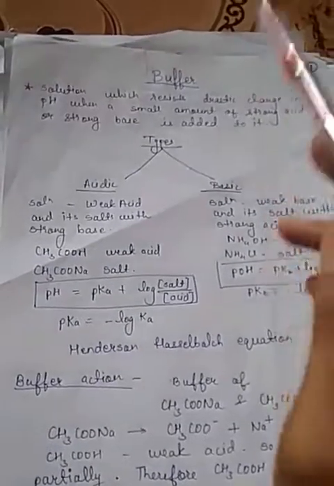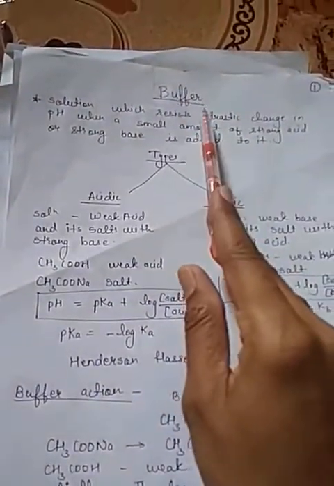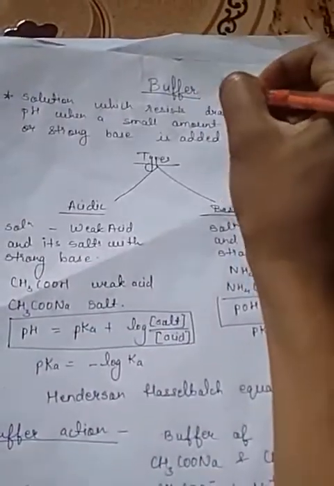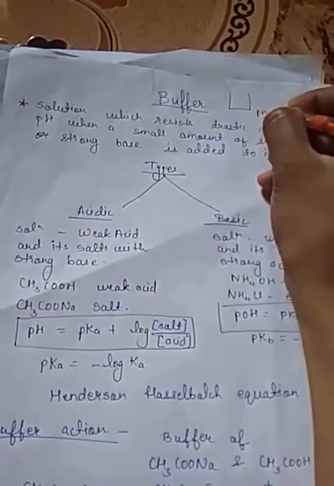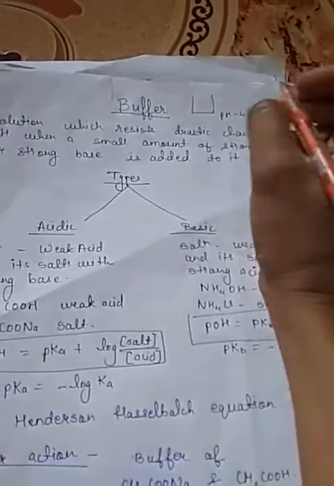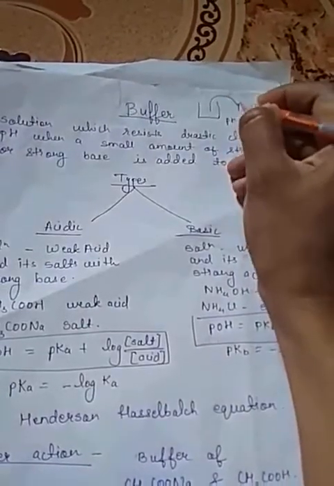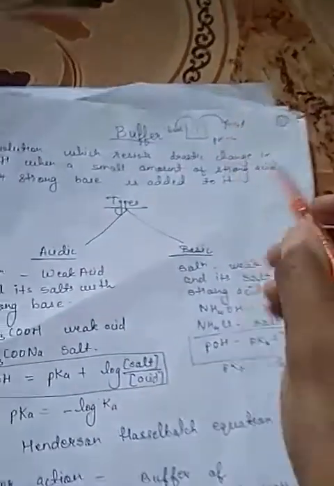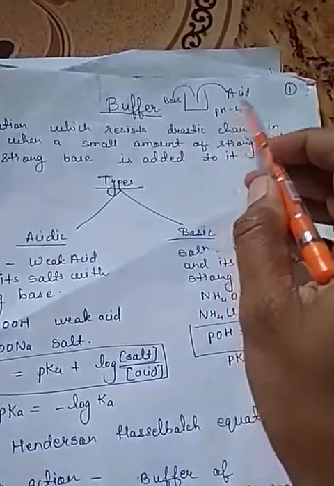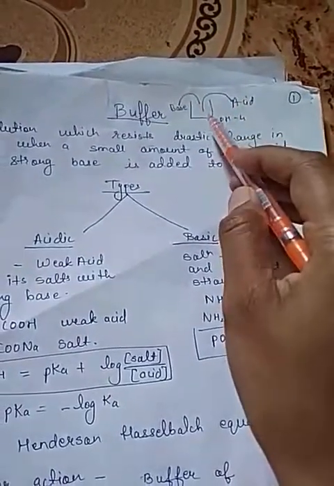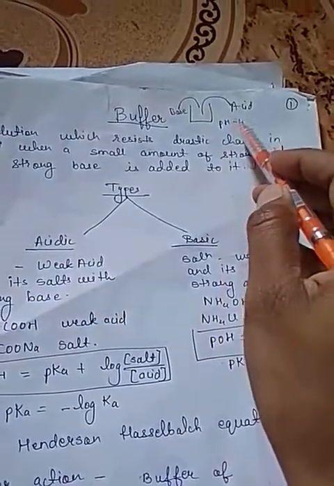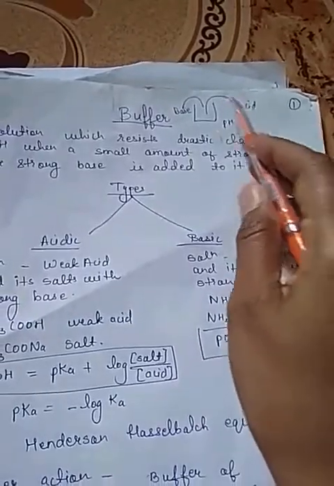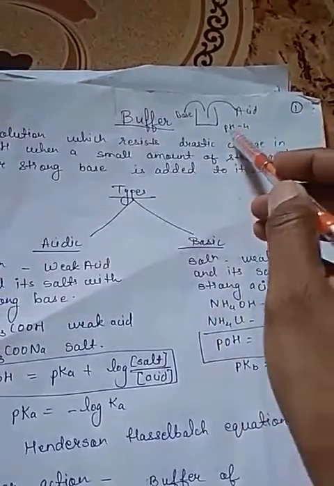Today we are going to learn a new concept, that is buffer. What is a buffer? For example, if I have a solution whose pH is 4, it means the solution is acidic in nature. If I add an acid or a base to it, what will happen to the pH? If I am adding acid, obviously the pH will become less than 4. It can become 3, 2, 1, because I am adding acid, so it will make the solution more acidic.